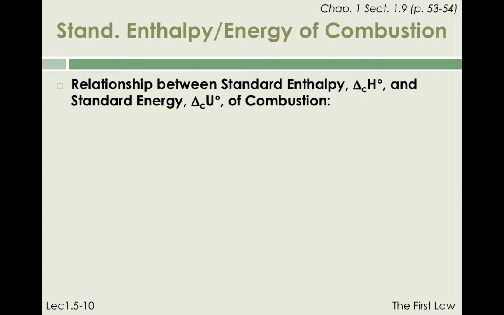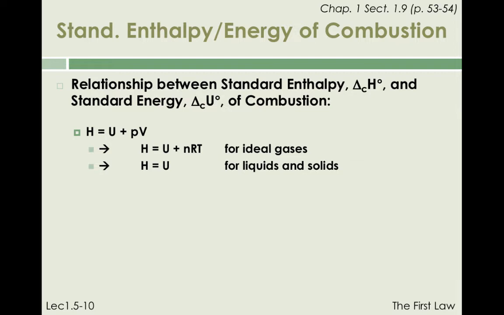To obtain a relationship between delta H standard and delta U standard, we start with the relationship between H and U. By definition, H equals U plus PV. In a previous lecture, we indicated that for ideal gases, we can replace PV by nRT, and for liquids and solids, which have much smaller molar volumes, we can usually neglect the PV term. So for ideal gases, we write H equals U plus nRT. And for liquids and solids, we write H equals U.